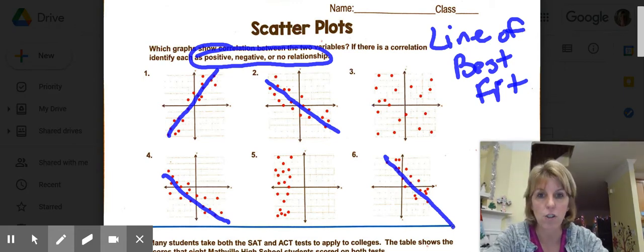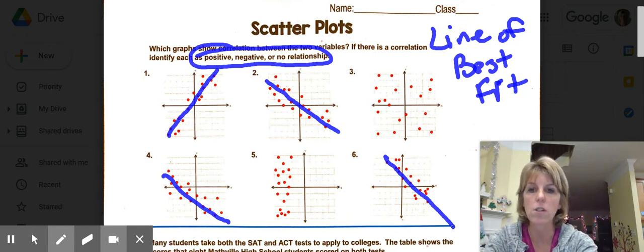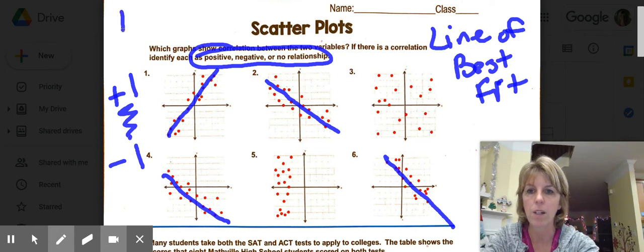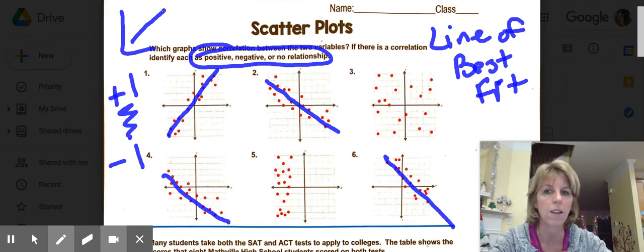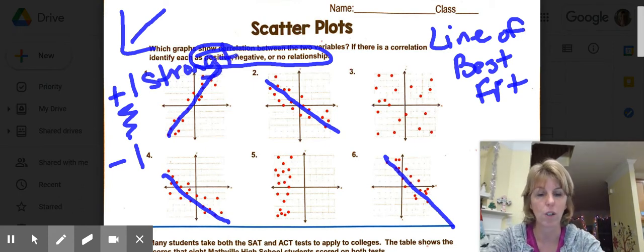Now the next thing you need to add into your notes, besides line of best fit, is that this correlation is either going to be a positive one, a negative one, or some number in between. Positive one is a perfect linear equation. If I'm graphing a line and I have a perfect linear equation, every single dot falls exactly on that line, just like the things we've been doing all along. That is a positive one correlation. That is a very strong correlation.